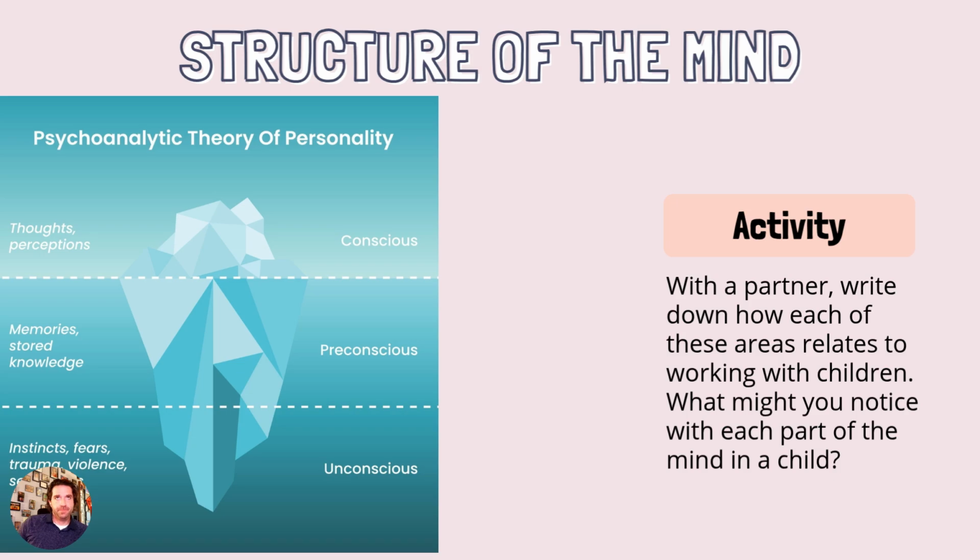So, activity again, you're going to do it by yourself. Write down how each of these areas relates to working with children. What might you notice with each part of the mind in a child? So, take a second and think about it. I think I might have even had AI make this. I can't remember, but it says conscious: thoughts, perceptions; preconscious: memories, stored knowledge; unconscious: instincts, fears, trauma, violence, and I can't read that last one because my circle's above it.